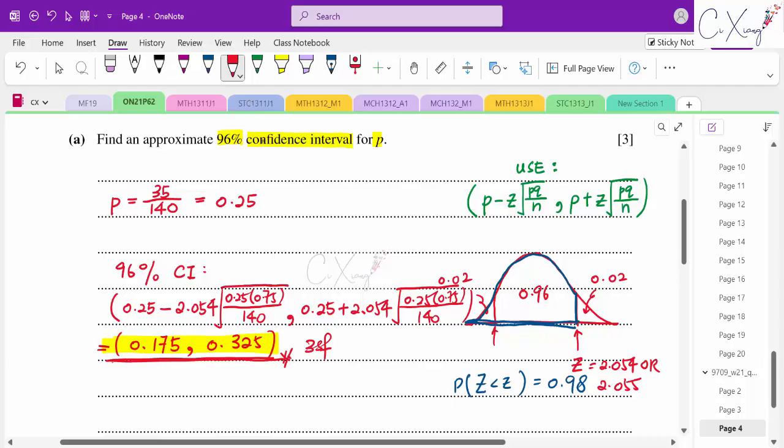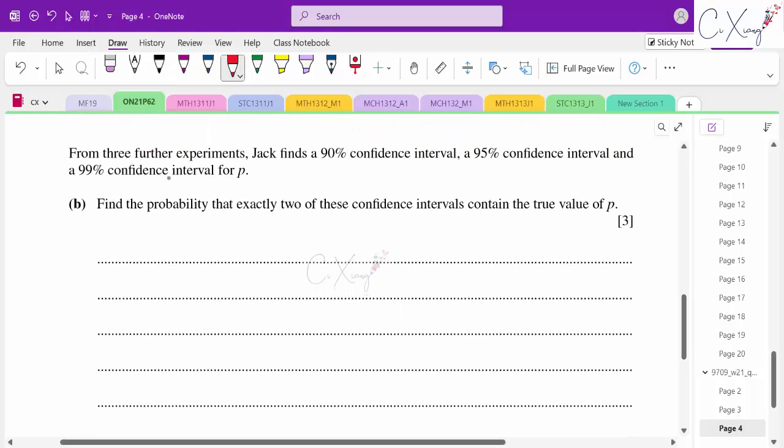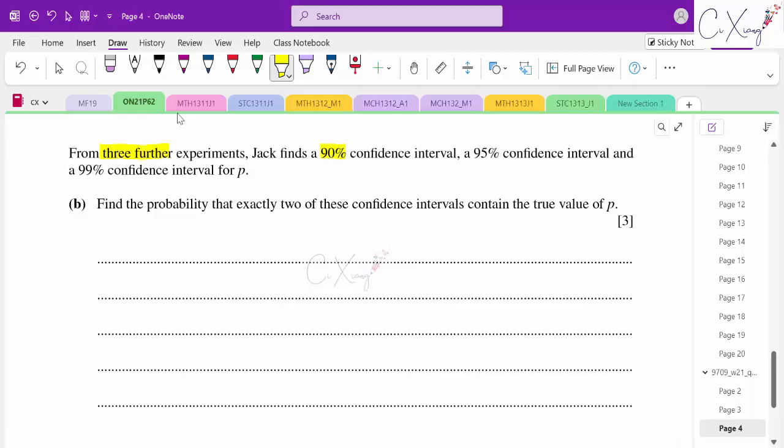This is part A. Then let's continue to part B. Besides this one, now I have another three further experiments. Then they calculate a 90% confidence interval, a 95% confidence interval, and also a 99% confidence interval. So find the probability that exactly two of these confidence intervals contain the true value of P. For this part B, they only focus on these three confidence intervals given here.